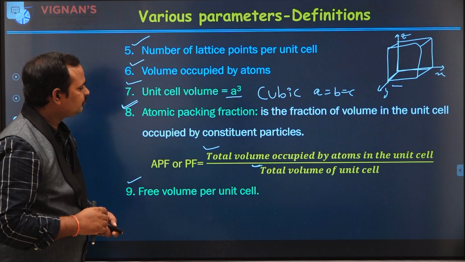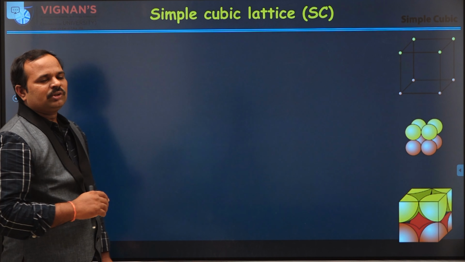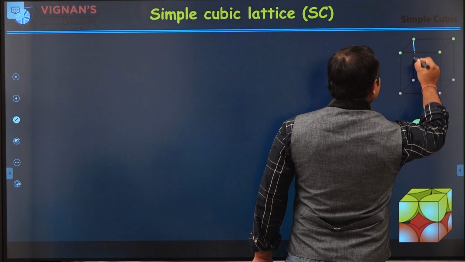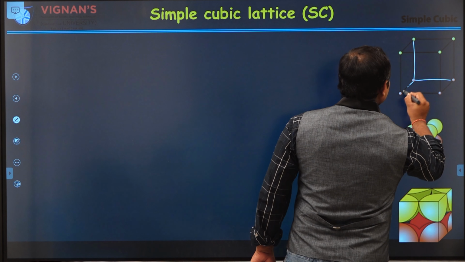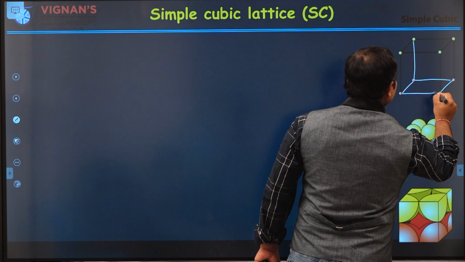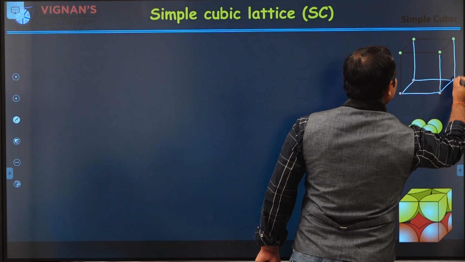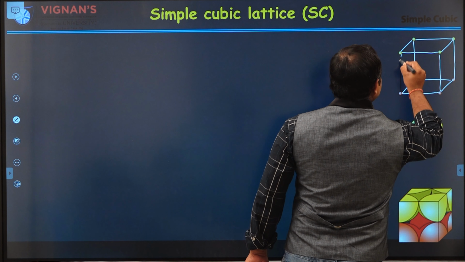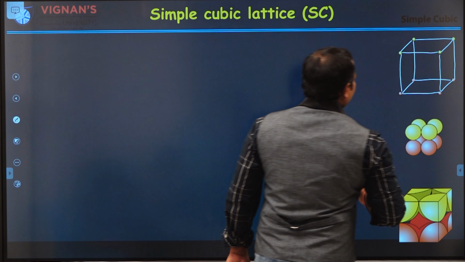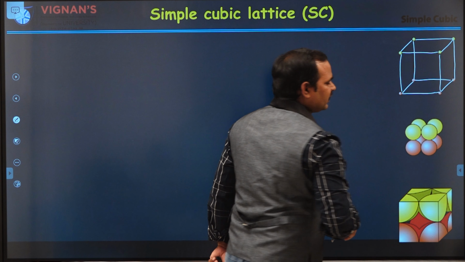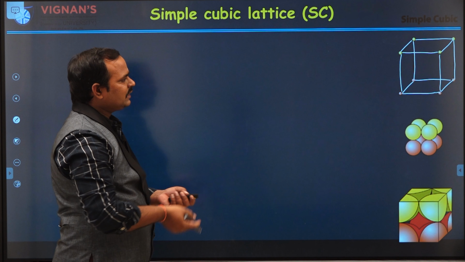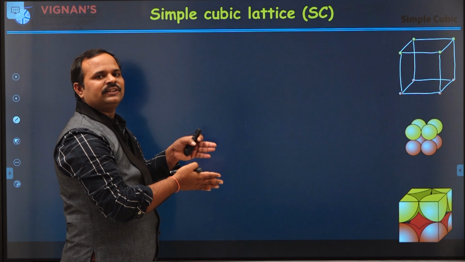Let's start. This is a simple cubic lattice, as you can see here, where the atoms are only at the vertices of the unit cell. This is also called a primitive unit cell, because a primitive unit cell has two conditions.